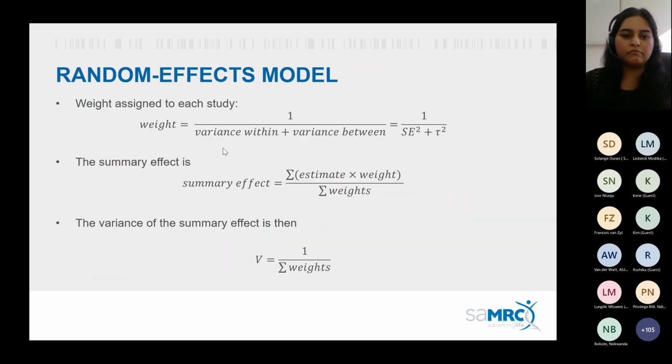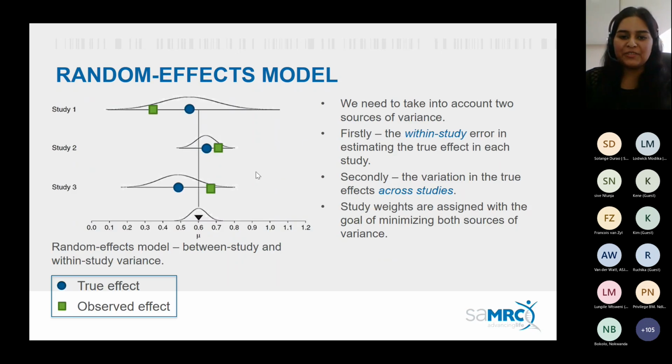So now we need to take into account two sources of variance. So firstly, we have the within study variance. So like we saw with the fixed effects model, the reason why we cannot directly estimate the true effect is because of sampling error. And secondly, we have another source of variation, and this is from the studies having different true effects. So now when we weight our studies, we need to minimize both these sources of variance, the within study variance for each study, as well as the variance across studies. This accounts for the studies having different true effects.